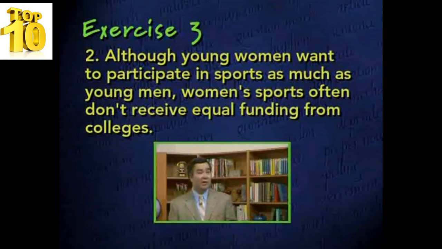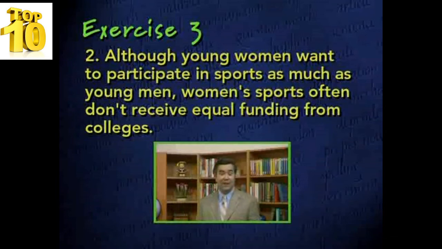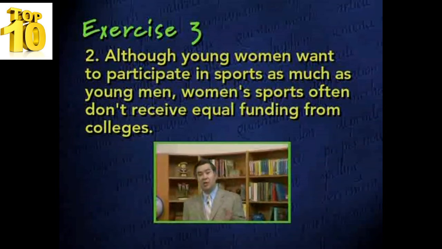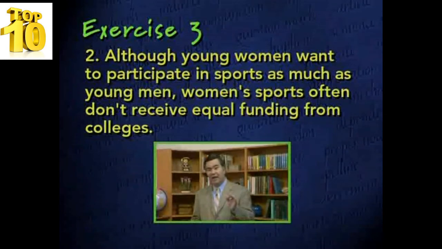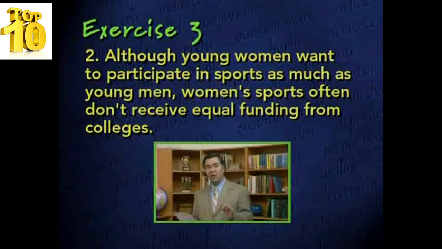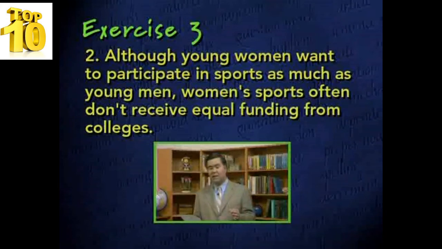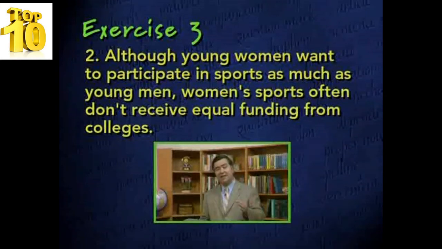Now, looking at that clause as a whole, could it stand alone as a sentence? The answer is no. It's a subordinate clause. It couldn't stand alone as a sentence, and again, there's a telltale sign. It begins with the subordinating conjunction, although. When you read this clause, you can see that something more is needed to make a complete thought. Although young women want to participate in sports as much as young men, therefore what? We don't know, and so by itself, this would not work as a complete sentence.